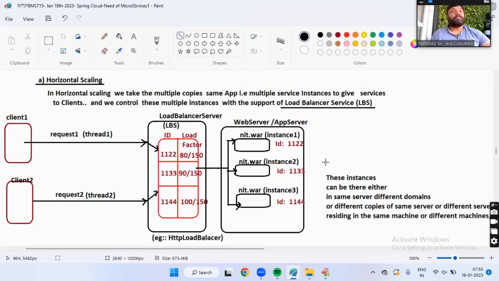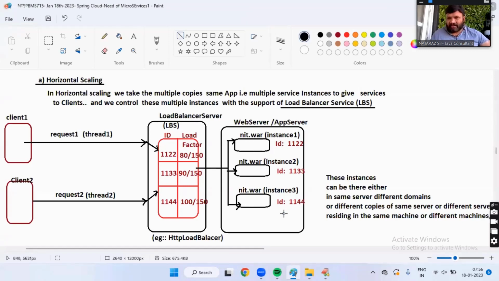Sir, where are these multiple instances required? Online ticket booking. Your favorite hero's new movie has come. For the first one or two days of booking opening, a huge rush will be there. At that time, is it better to handle requests with one instance or multiple instances? Definitely better to handle with multiple instances, right? Okay, have a look, guys.